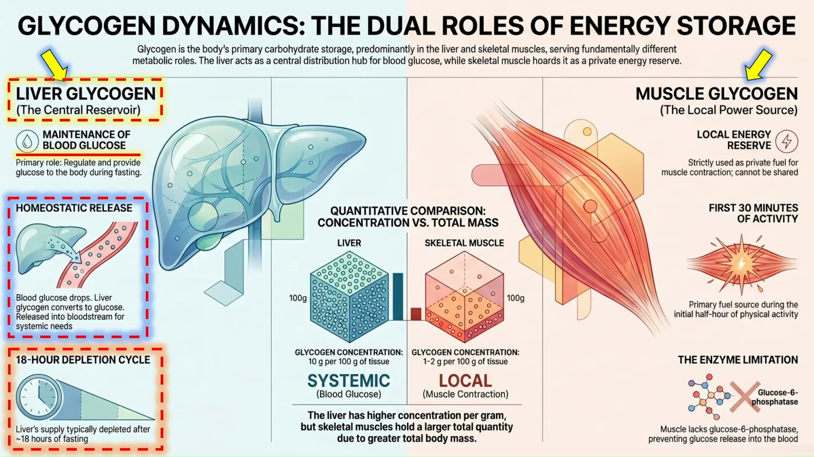So remember, liver glycogen is a systemic glucose reserve. Its job is not merely to store the glucose, but also to maintain normal blood glucose levels for the entire body. Now let's move on to the muscle glycogen.